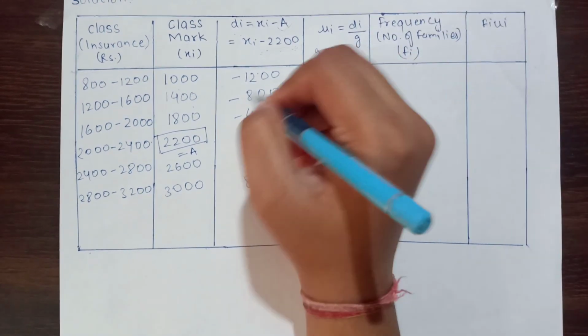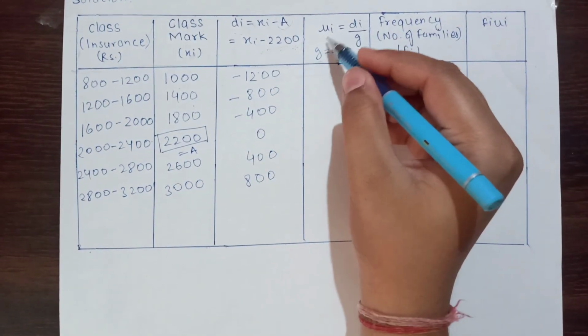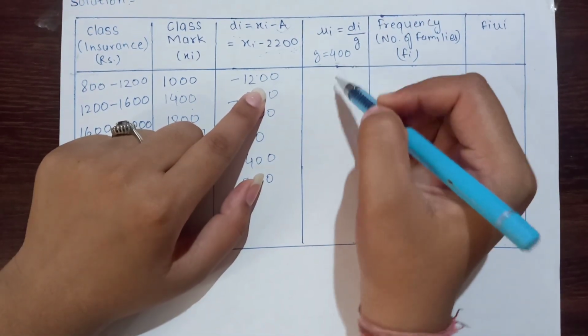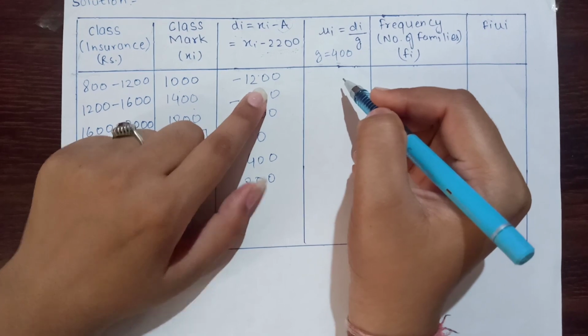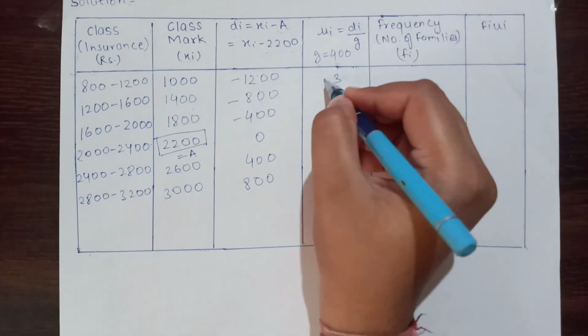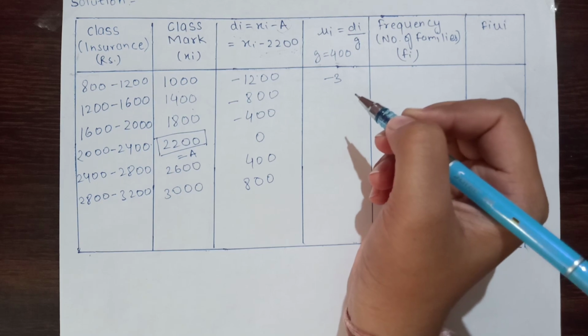So now we are going to find ui is equal to di upon g. So di is equal to 1200. So 1200 upon 400, that will be 3, and after that the minus sign will continue. Hope you will understand this.